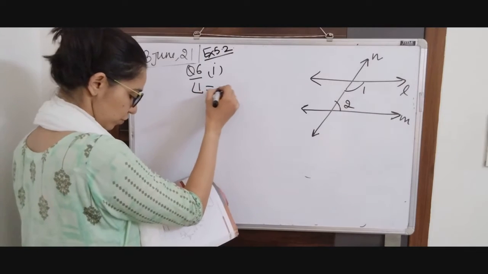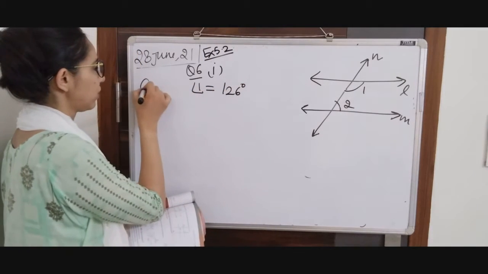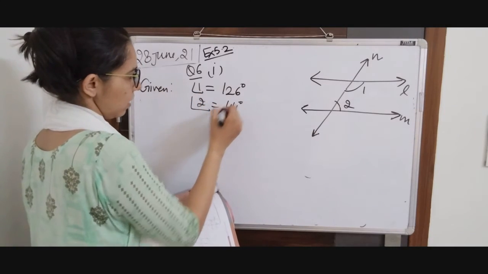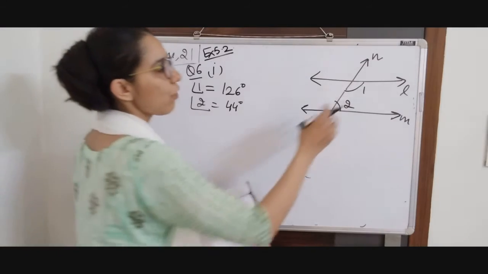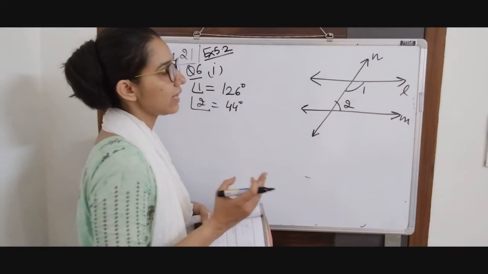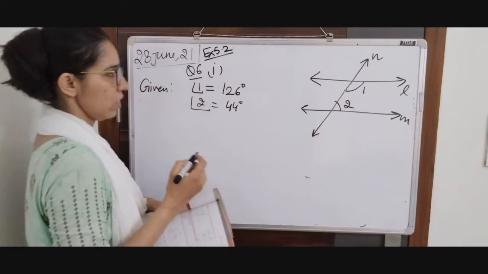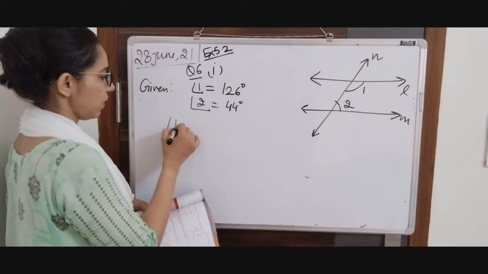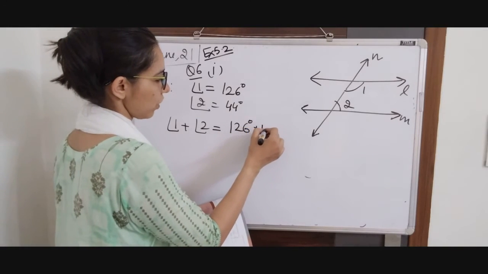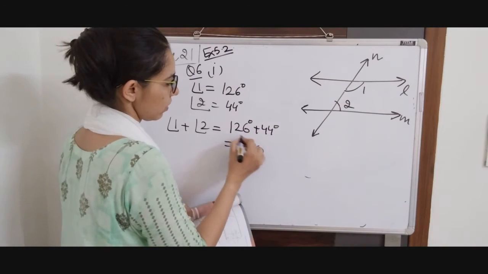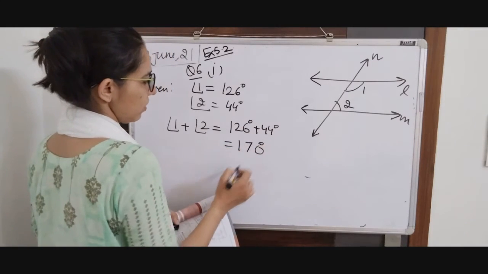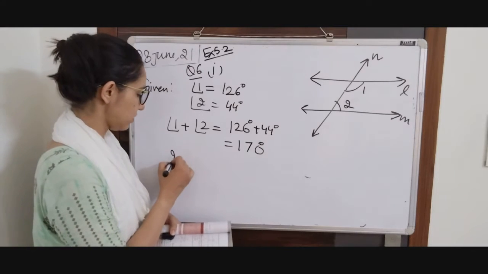Now angle 1 is equal to 126. This is given to us. And angle 2 is given as 44. Now angle 1 and angle 2 are interior angles and they lie on the same side of the transversal. So angle 1 plus 2, we will check what is their sum. It is going to be 126 plus 44, which is 170 degrees.